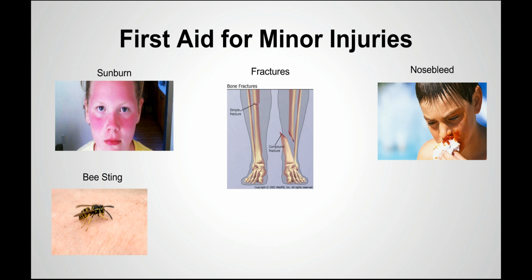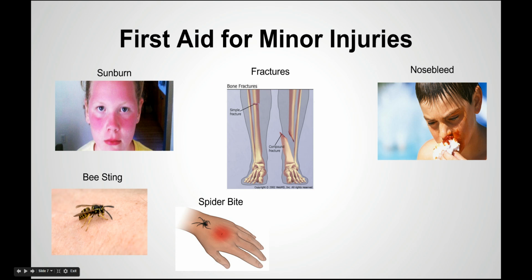To the right of bee stings are spider bites. Some spiders, such as brown recluse and black widow, can be poisonous. If it is a brown recluse or black widow, call 911. If not, wash the area with soap and water and put ice on it to stop the swelling.